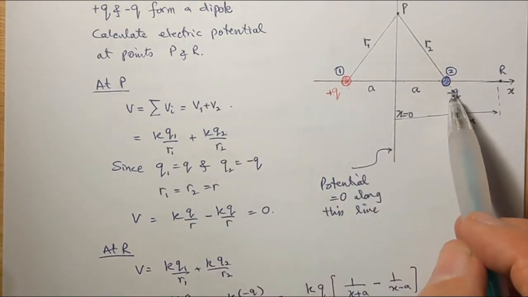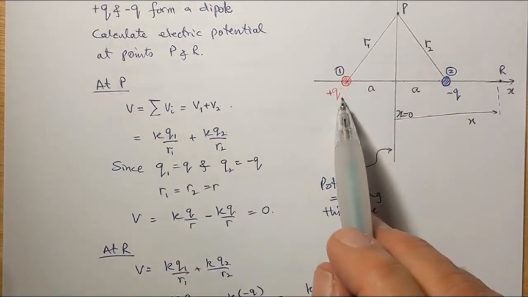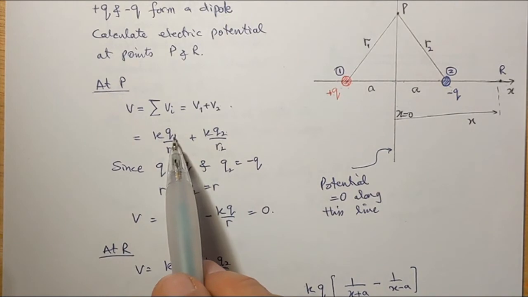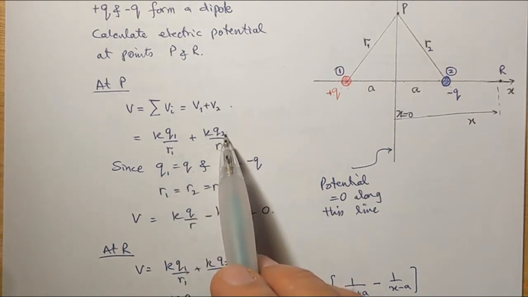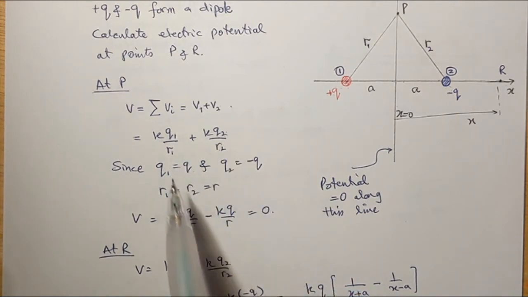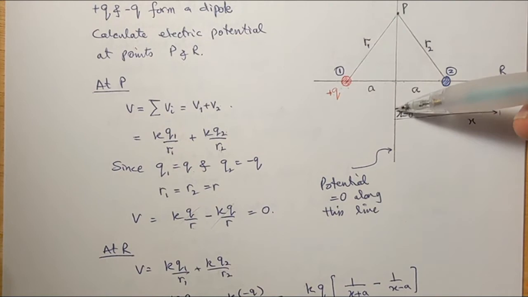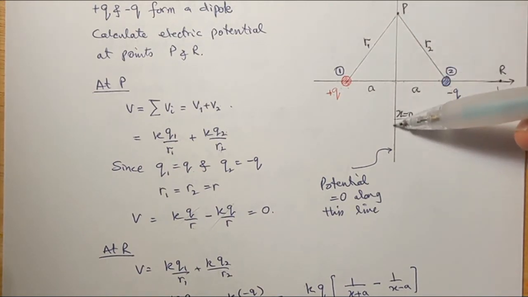If this is a positive charge and that's a negative charge and their magnitudes are equal, so Q1 is Q and Q2 is minus Q. So we replace Q1 with Q and Q2 with minus Q, and the R's are both equal. Well, this will just cancel out, and so the potential along this line is 0.